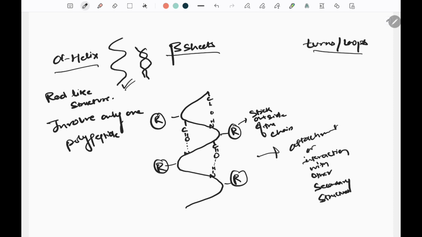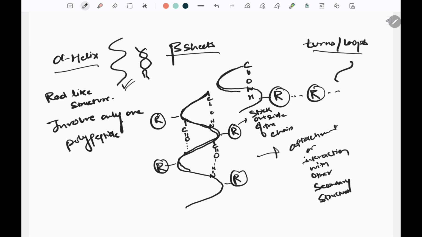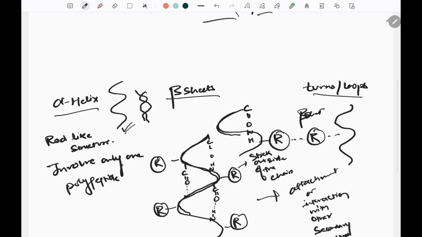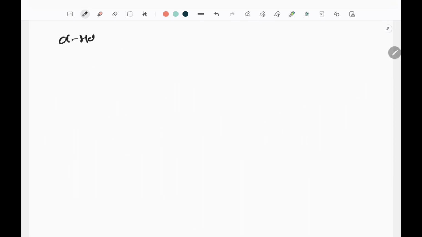So what is happening is, there is a backbone structure here, right, where the CONH structure is happening, where the whole polypeptide chain is there and the R group is sticking outside. Now this R group can form a bond with another alpha helix structure, and thus they can interact with either the beta sheets, loops, or in simple terms any sort of polypeptide.